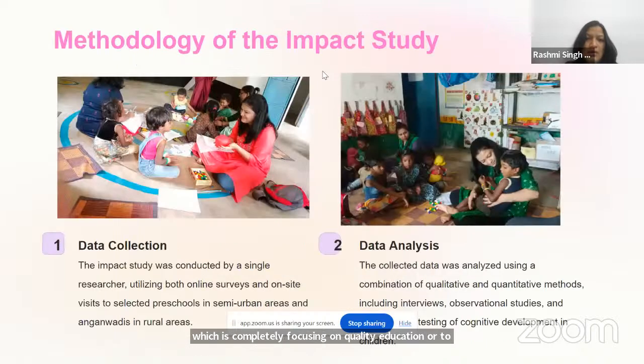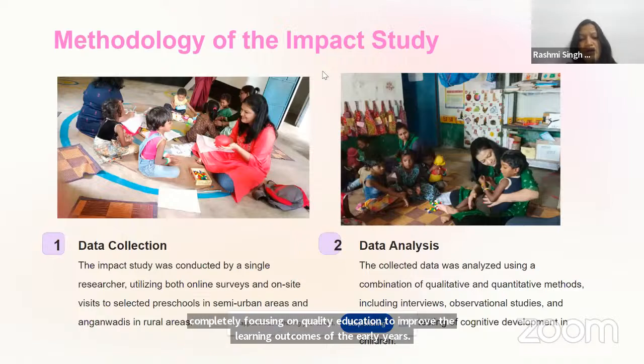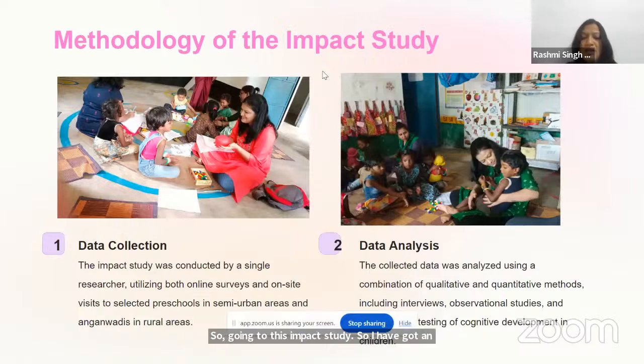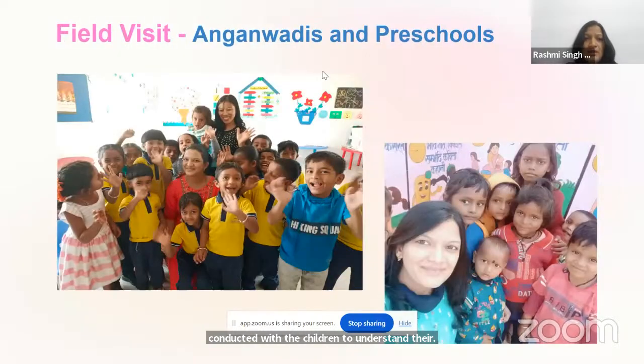Going to this impact study, I got an opportunity to visit a few sites, which are preschools in semi-urban areas and anganwadis in rural areas. Here I conducted a few observational studies and interviews of the Anganwadi workers, helpers, and the CDPOs. We also tested a few children on their holistic development, especially on literacy and cognitive levels. A lot of activities were conducted with the children to understand their skills as per their age group. These are some snippets of the visit.